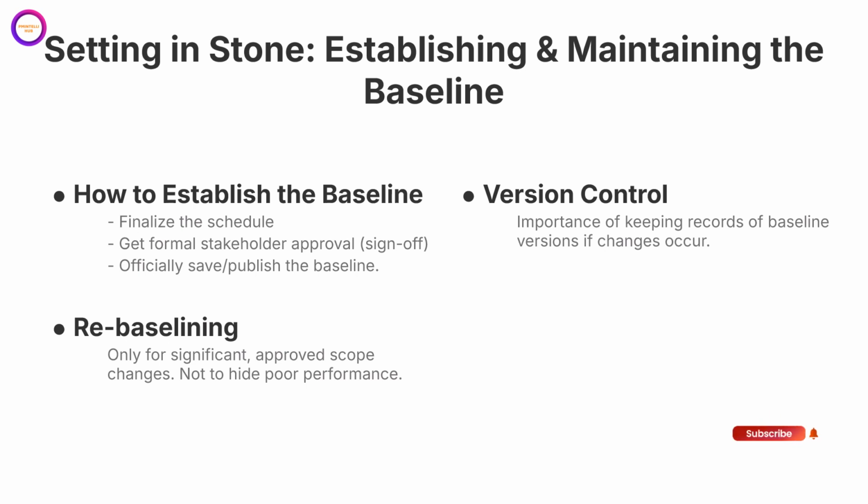What you absolutely do not do is rebaseline to hide poor performance. If the project is behind schedule due to missed deadlines or inefficiencies, changing the baseline to make the numbers look good is unethical and counterproductive. It erases valuable learning opportunities and destroys accountability. In summary, establishing a baseline is a deliberate, formal process, and maintaining it requires discipline. By following these rules for version control and rebaselining, you ensure that your stake in the ground remains a true and reliable benchmark for project success.